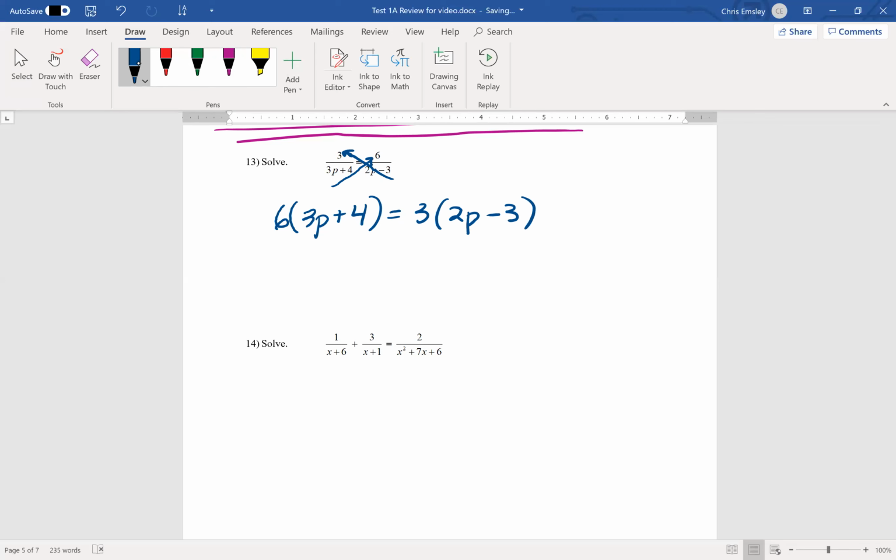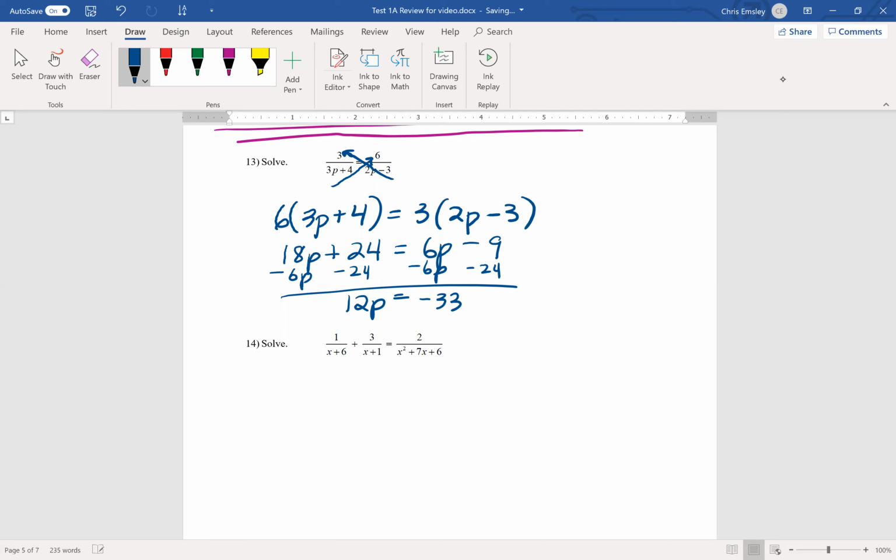You can see that once you cross multiply, it's no longer a rational equation. This is just a basic equation that we can solve. We'll go ahead and distribute on both sides. And then we just need to move around to solve. Once we do that, 18 minus 6 is 12p equals negative 9 minus 24 is negative 33.